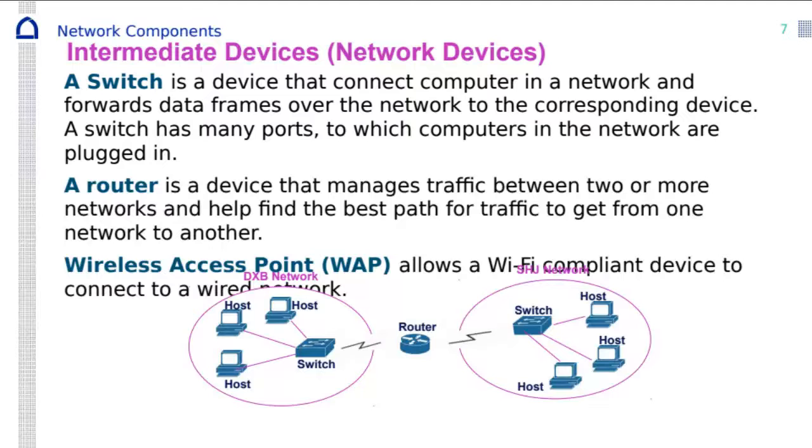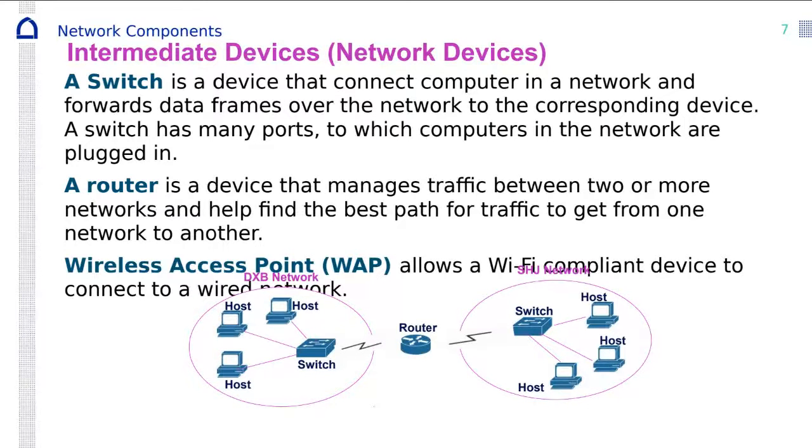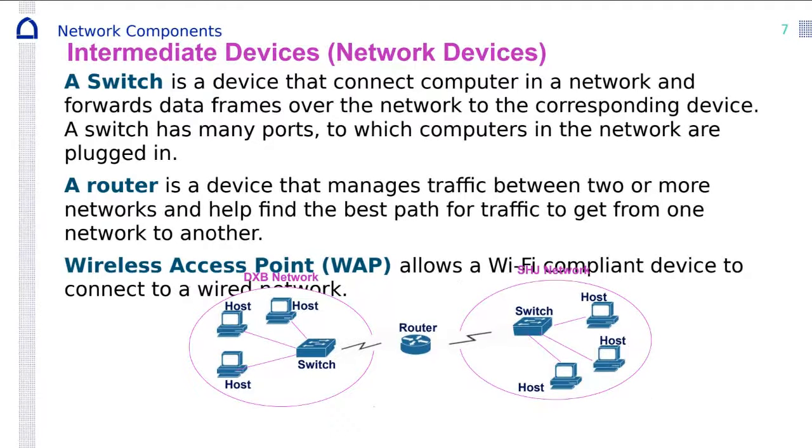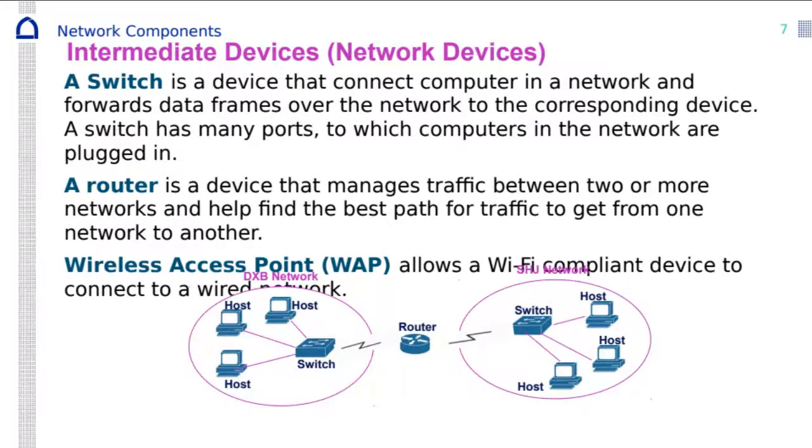A router, on the other hand, is a device that manages traffic between two or more networks and helps find the best path for traffic. The router is higher. You will have multiple LANs connected to it, then it will decide this is going to this LAN or that LAN. When the traffic goes to that LAN, then the switch will decide to which user it is.